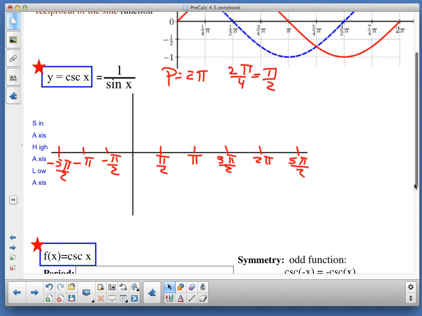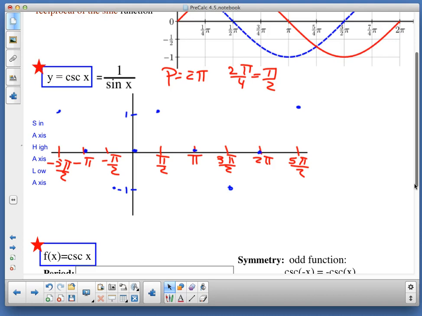So I'm just going to pretend I'm graphing sine. Remember, sine had a max of 1, a min of negative 1. Sine always started on the axis. So it starts on the axis, it goes high, it goes to the axis, it goes low, back to the axis, it goes high. As I work backwards, I'm at the axis, low, axis, high. Now every place I'm on the axis.